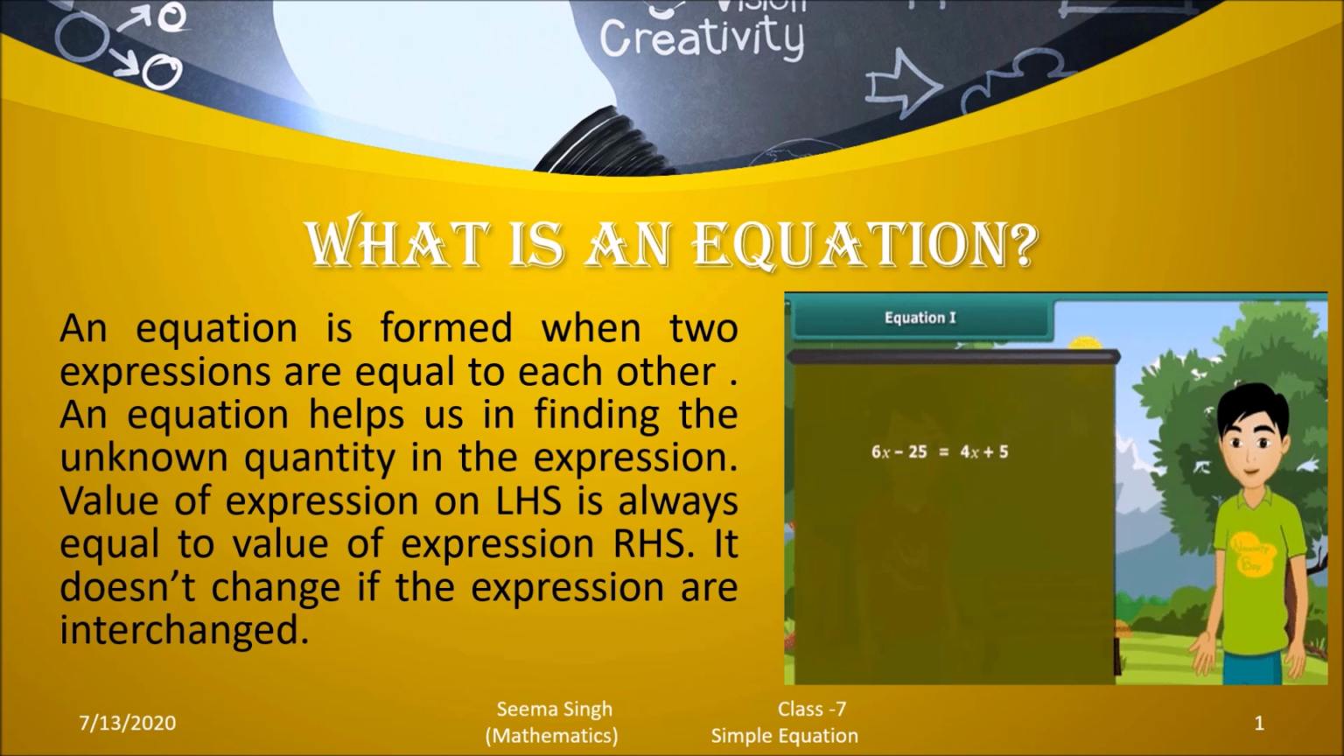One more advantage that we have of an equation is that it helps us in finding the unknown quantity in the expression. With the help of equation, we are easily able to calculate the unknown quantity if there is any in the expression. One more thing we need to keep in mind, the value of expression on left hand side is always equal to the value of expression on right hand side. It doesn't change if the expressions are interchanged. Changing the position of the expression doesn't change the value which are equal to each other.